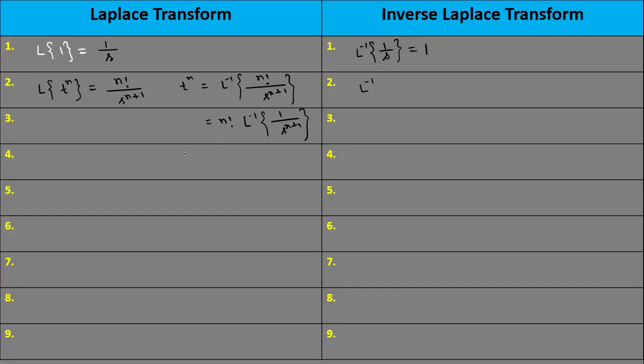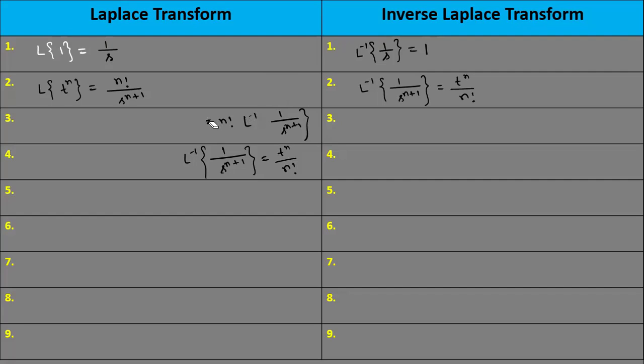So you get Laplace inverse of 1 by s to the power n plus 1 equals t to the power n divided by n factorial. Yes or no? Now I am writing this formula: Laplace inverse of 1 by s to the power n plus 1 equals t to the power n divided by n factorial. Clear?